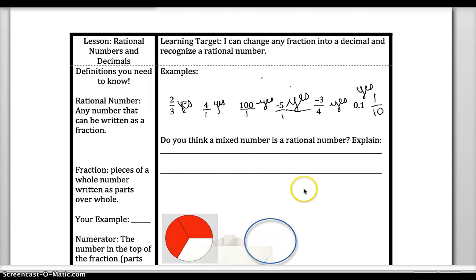And in case you forget what a mixed number is, I'll give you an example of one here. That'd be something like 3 and 1/3. This is a mixed number. So do you think that a mixed number is a rational number? Explain yes or no. Pause the video while you write that in so then we can move on.